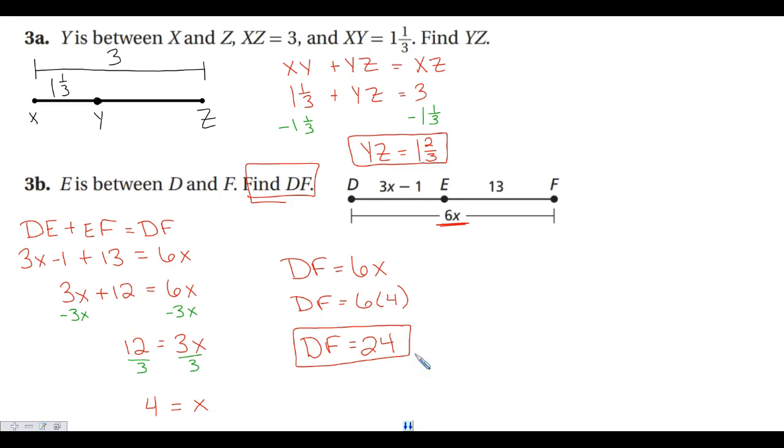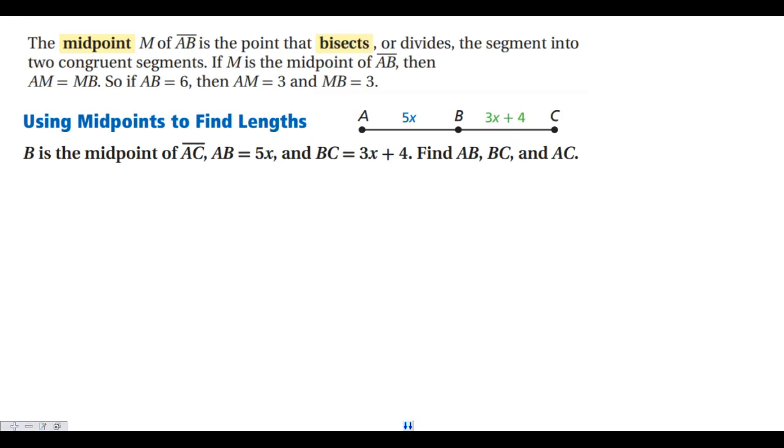Feel free to pause the video right now if you need to copy anything down or go over anything or fix anything on your papers. And again, write down any questions that you have on your paper beneath these two problems. All right? So questions on that, make sure you write them down. We're going to go ahead and move on to example 3.